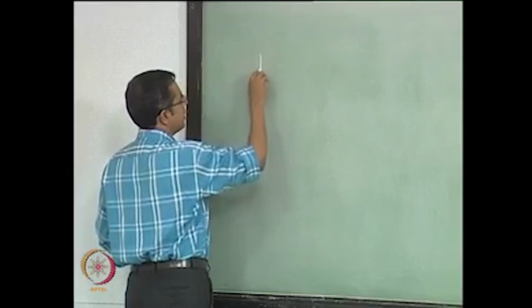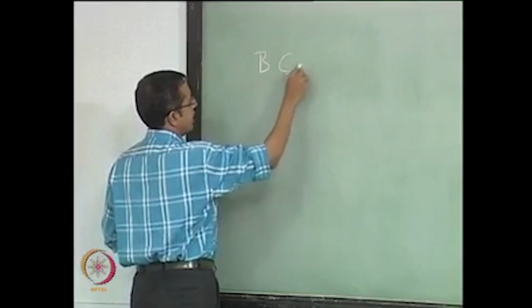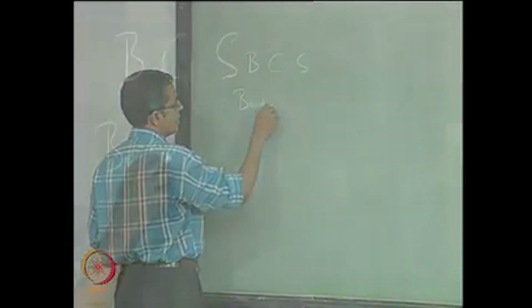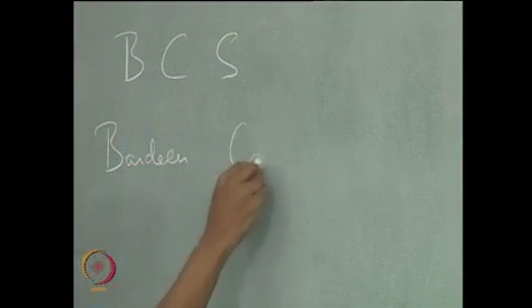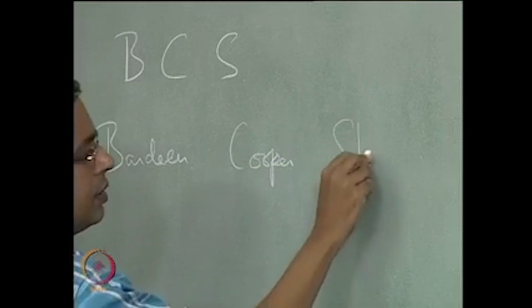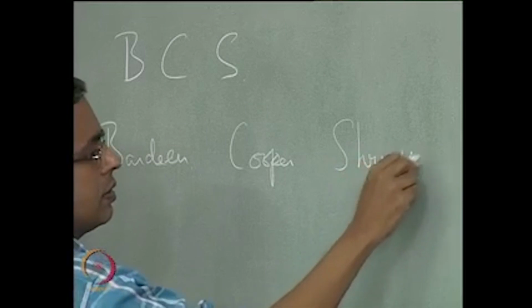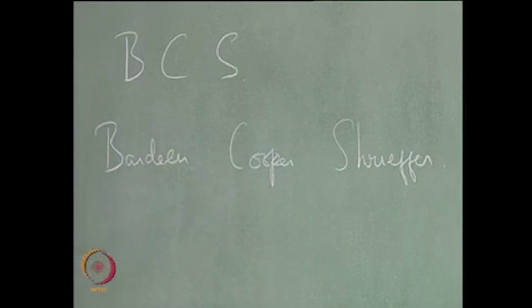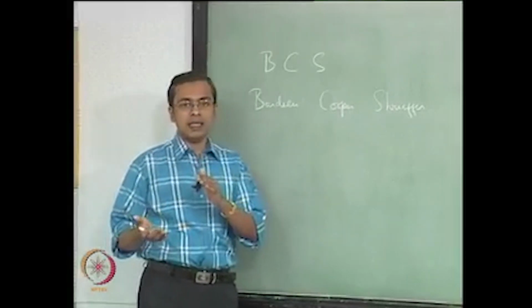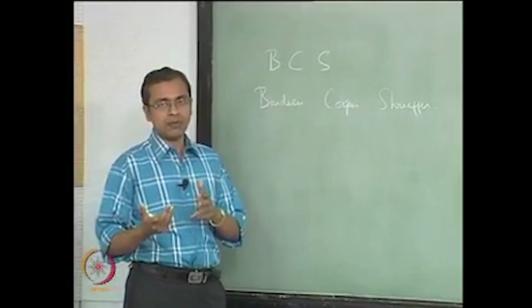to 3 people, BCS. So this is Bardeen, Cooper and Schrieffer. Bardeen, Cooper and Schrieffer came up with a theory that helped explain superconductivity. Still, it only explains superconductivity for the original set of materials where the critical temperature was of the order of a few Kelvin.